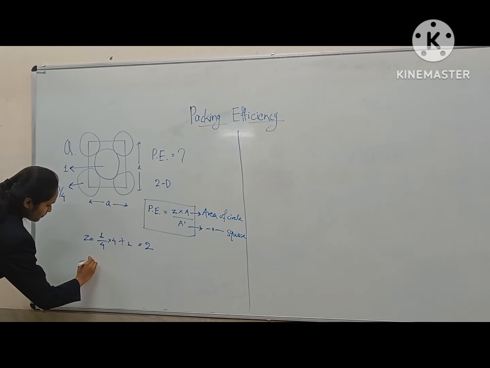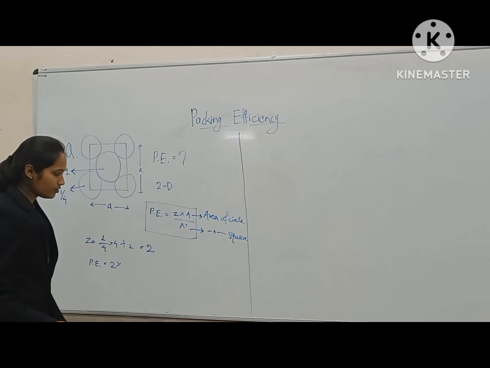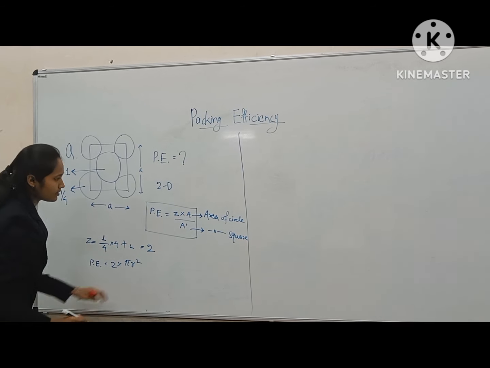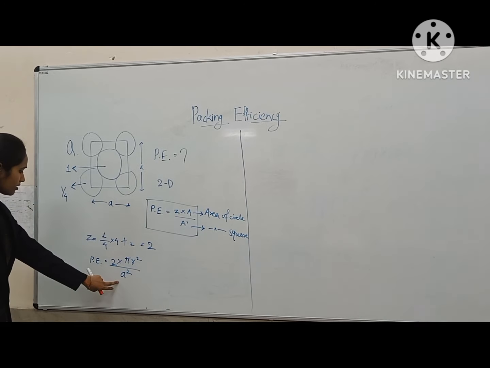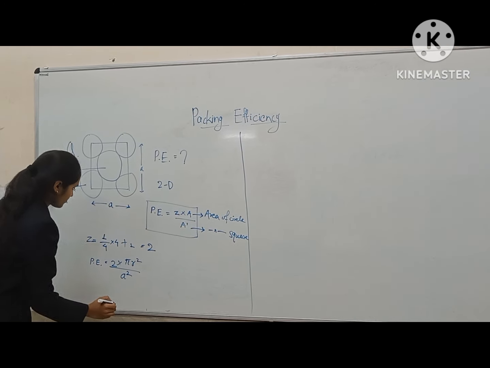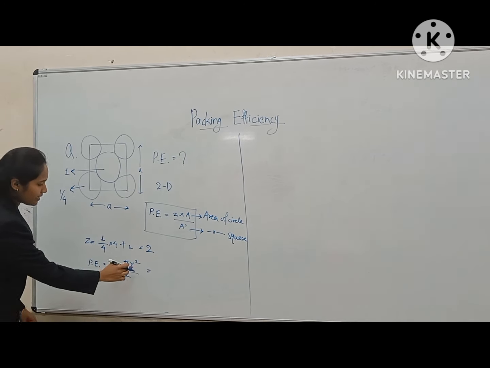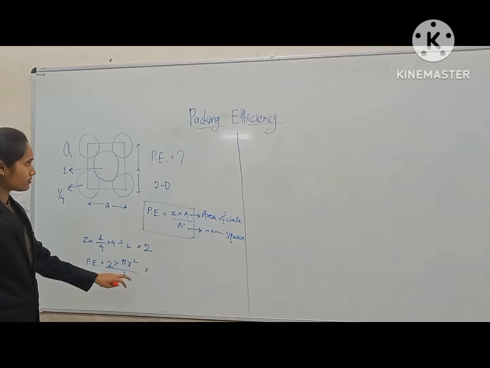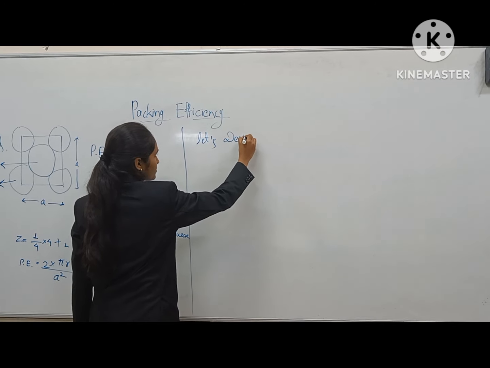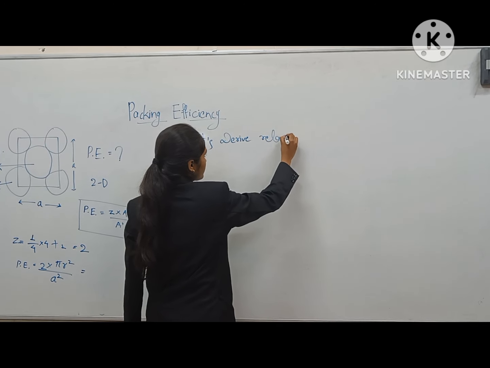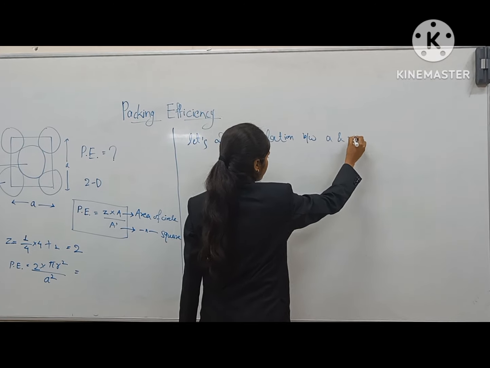Then we substitute these values in the packing efficiency, which is 2 into the area of the circle. We all know it is pi r square, and the area of the square is a square, where a is the edge length. To simplify this, we need a relation between a and r. So let's derive the relation between a and r.